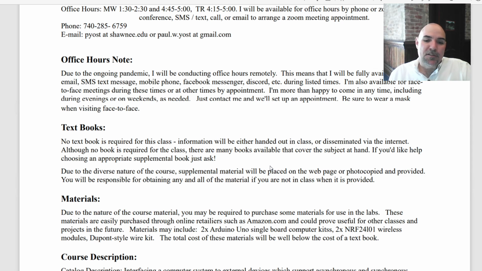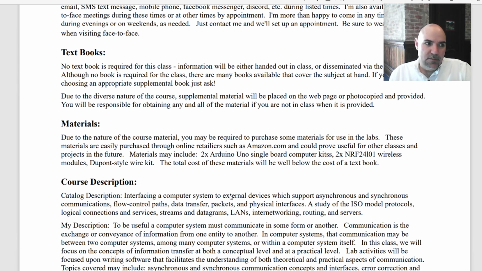And the total cost of those materials you need, with the two Arduinos and the wireless modules, is going to be maybe $25. So it's not a huge expense, well below the cost of any textbook you would have for any class that you'd ever take. I'll give you more details on those going forward, really probably next class, so you can get those things ordered and have them available for the class.